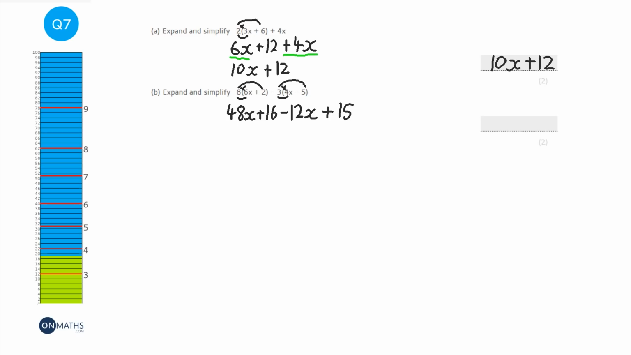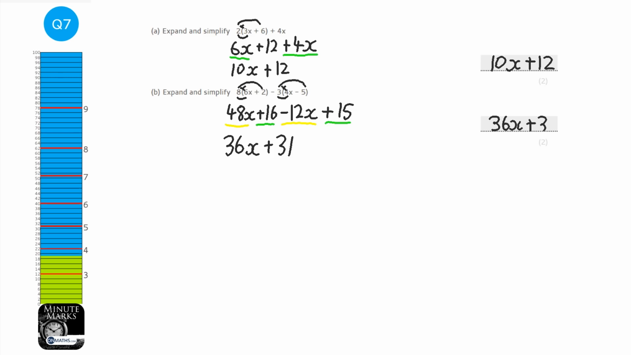Then we look for like terms, so we've got the 48x and the minus 12x, and we've got the plus 16 and the plus 15. So we want to do 48x take away 12x. So if we take away 2, it's 6. If we take away 10, it's 36x. Then we want to do 16 plus 15. Well, 15 plus 15 is 30, so that's going to be 31. So the answer is going to be 36x plus 31.